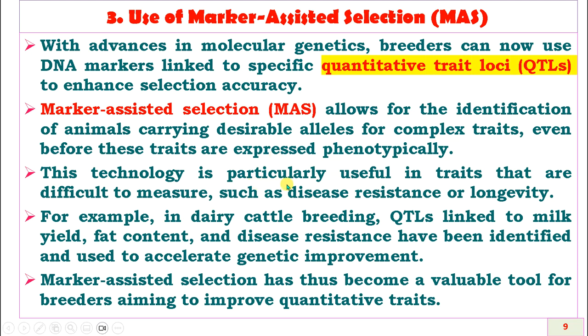And this technology is particularly useful in traits that are difficult to measure, such as disease resistance or longevity. For example, in dairy cattle breeding, QTLs linked to milk yield, fat content, and disease resistance have been identified and used for accelerating genetic improvement. Marker assisted selection is a valuable tool for breeders, and it is one of the important tools for genetics.